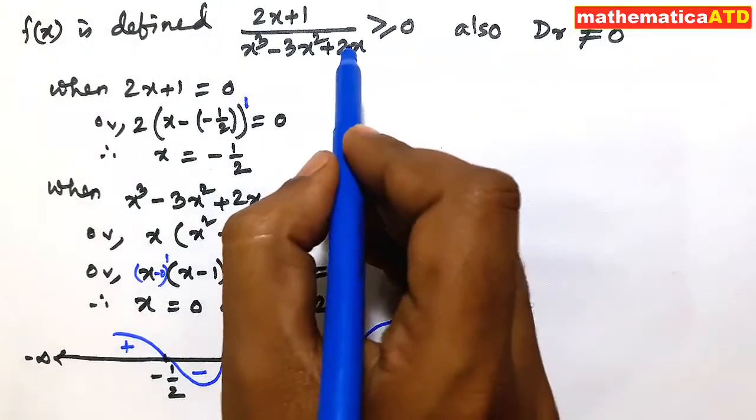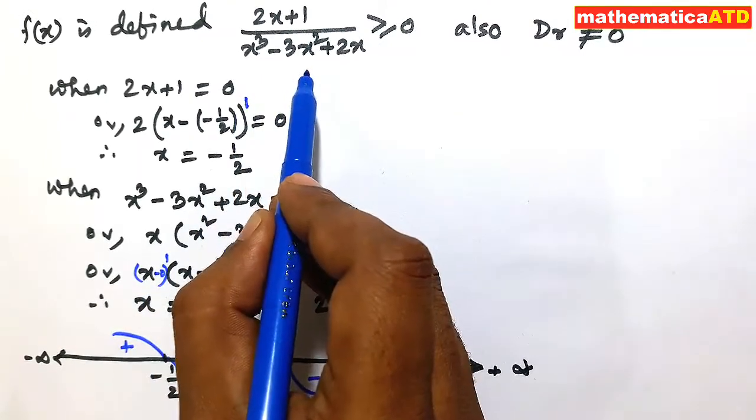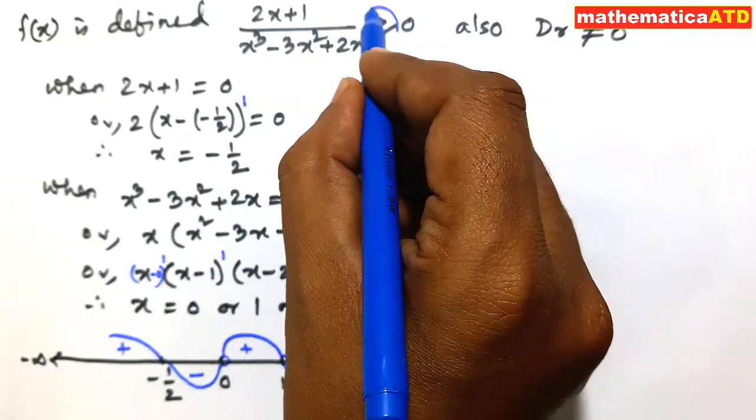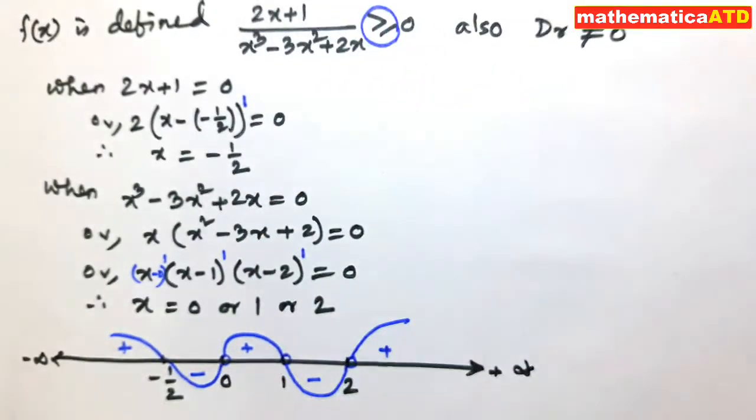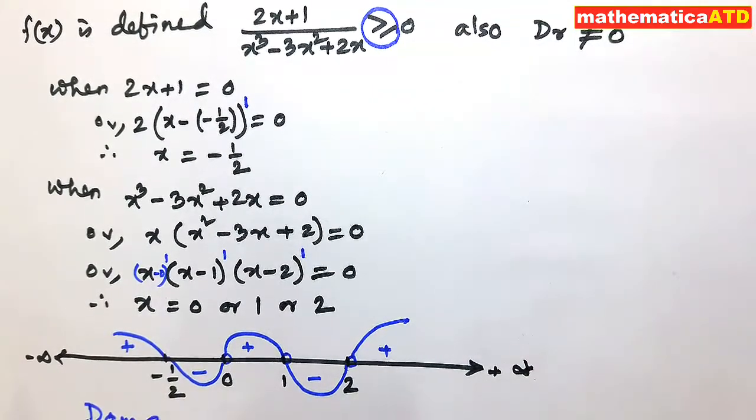Now see that the fractional polynomial, that is (2x+1)/(x³ − 3x² + 2x), is greater than or equal to 0. Here the inequality sign used is greater than or equal to. So our domain will be only the positive parts in this line. So the positive parts are respectively minus infinity to −1/2, union 0 to 1. This is another positive part, 0 to 1.